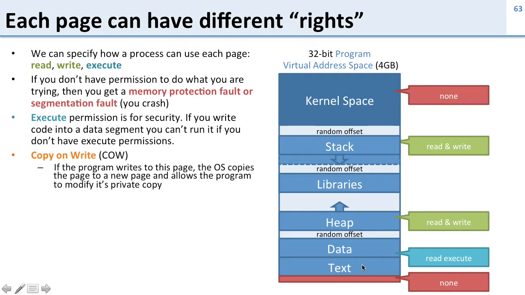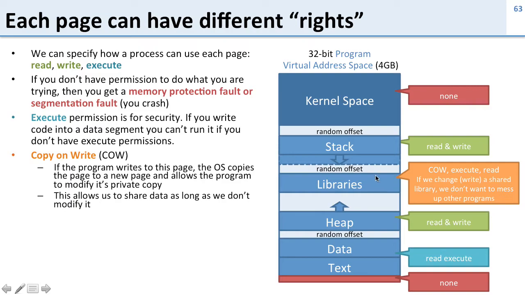There's also another really cool thing we can do with virtual memory, which is called copy on write or COW. So copy on write tells the operating system and the hardware, if the program writes to this page, don't let it do that. But first, the OS is going to make a copy of the page to a new page, update its page table entry, and then allow the program to modify it, but now it has its own private copy.